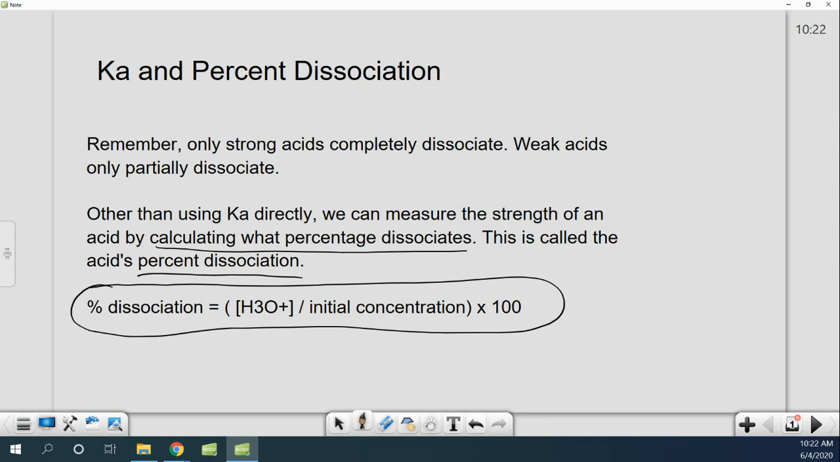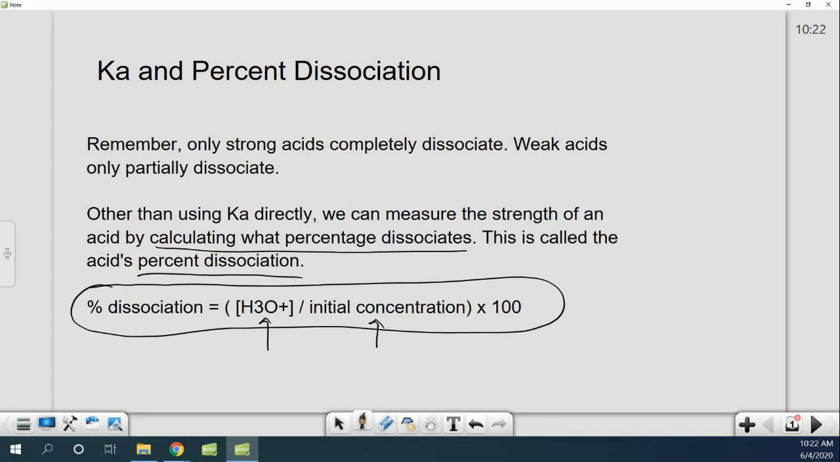Percent dissociation is just the concentration of hydrogen ions, which you can find either from the question, if you have the pH, or if you have the Ka, you can find it pretty quick. So there's a number of different ways you can find that number, but sometimes they just give it to you. The concentration of hydronium ions, you divide that by whatever the initial concentration of your acid or base is. This, I think, pretty much has to be given to you in the question.